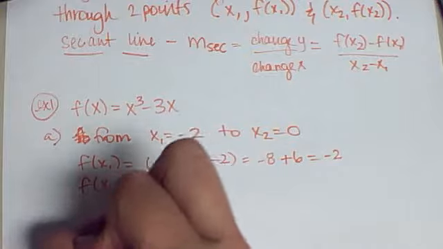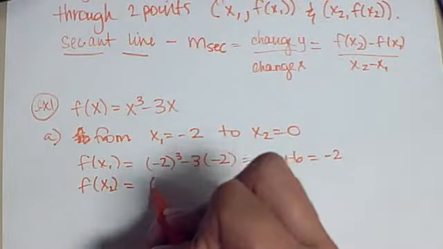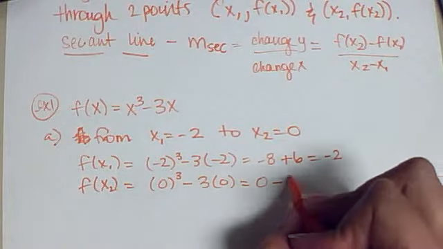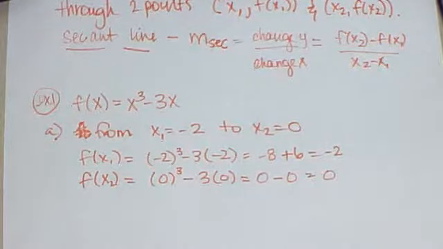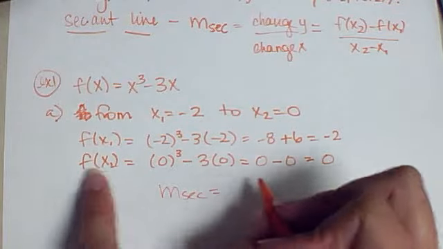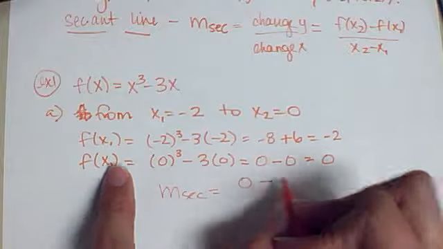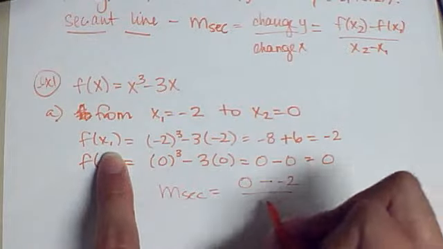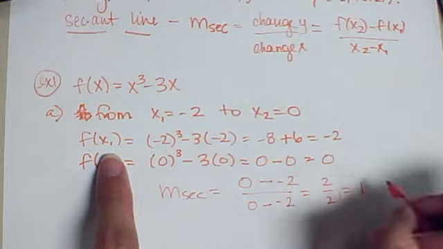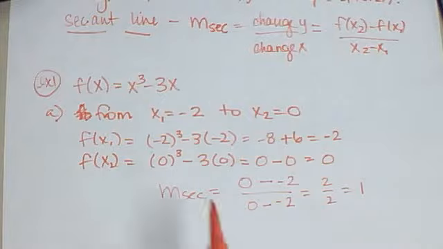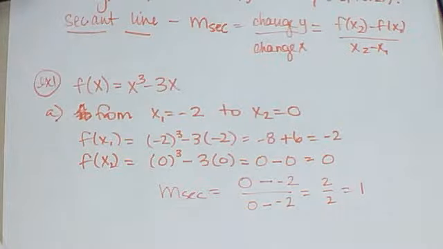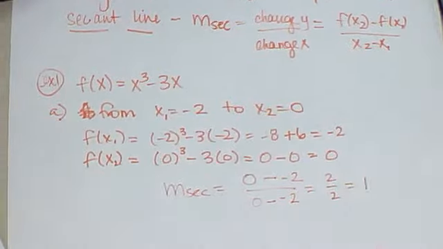For f of x2, I'm plugging in 0. So 0 to the third minus 3 times 0. 0 to the third is 0. 3 times 0 is 0. And 0 minus 0 is 0. So I've got my two values. Now, to find the slope of the secant, I'm going to do f of x2, which is 0, minus f of x1, which is negative 2, over x2 minus x1. This ends up being 2 over 2, which is 1, and so the slope of the secant through the points negative 2 and 0 on the function x to the third minus 3x is 1. It's a long way of saying the slope between these 2 points of this equation is 1.